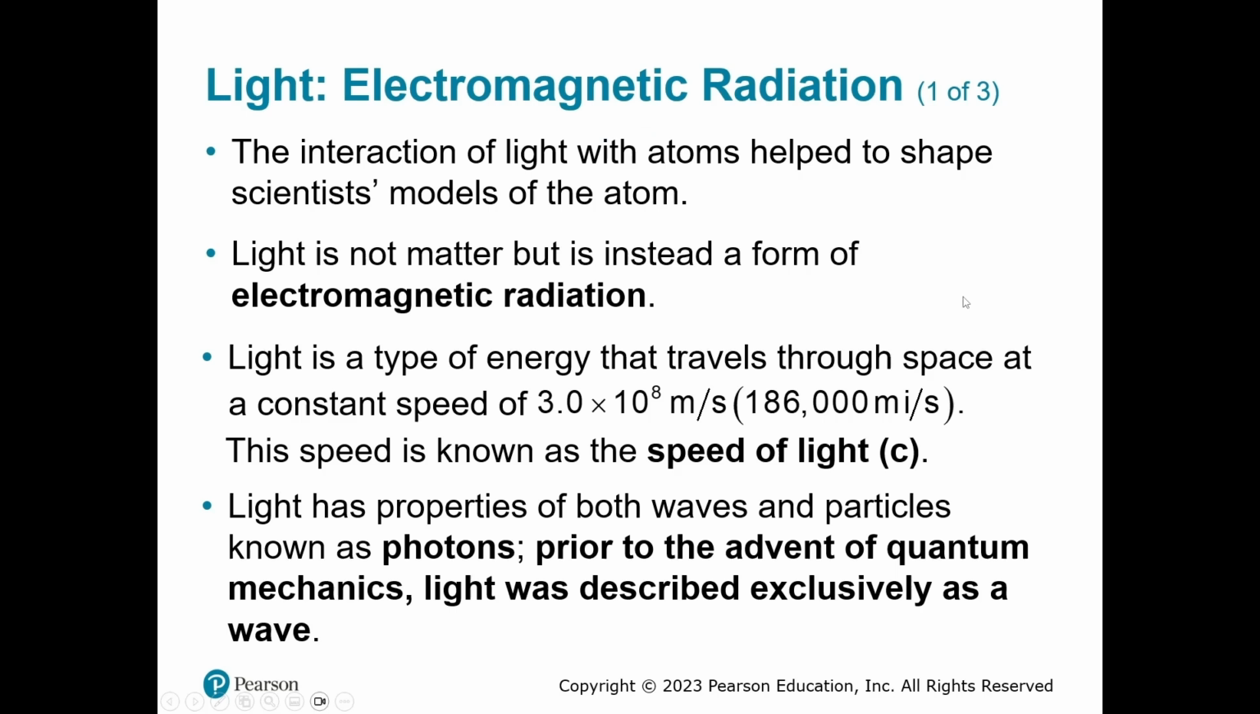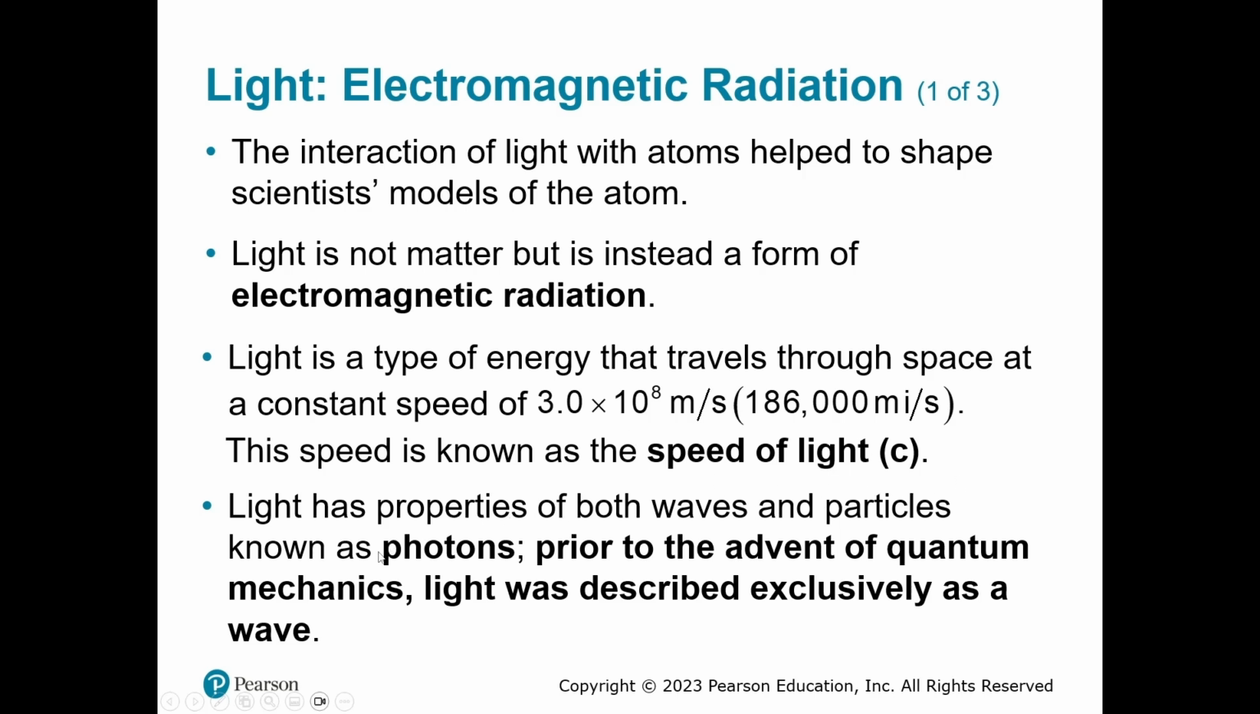So light is just electromagnetic radiation. This is an electric wave and a magnetic wave flowing together in orthogonal directions. This just means at 90-degree angles from each other, right angles from each other. You don't need to know this. It's just what it is. The speed of light travels at this speed.